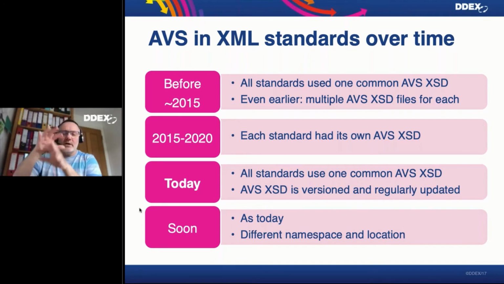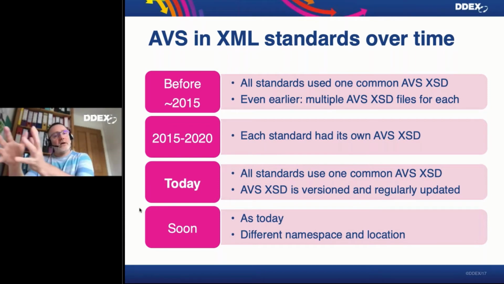Actually, at the very beginning, it was a tree of 3 or 4 files, but in effect, it was one set that was common throughout all of the standards. For reasons I'm not going to bother you with, we had to change that at some stage, and from around 2015 to 2020, every single standard had its own XML schema definition files for the allowed values. So you had the message XSD and you had the AVS XSD, and there was a one-to-one relationship. Not ideal, because that meant that when we would update the allowed value sets, we had to update lots of files, and that's always a dangerous thing.